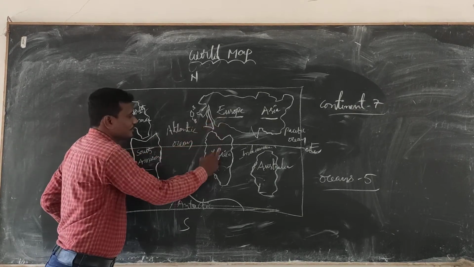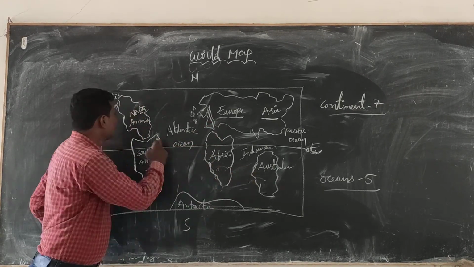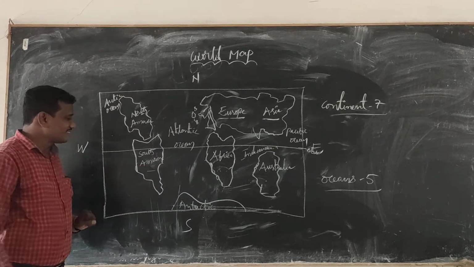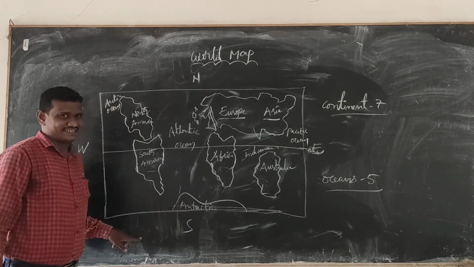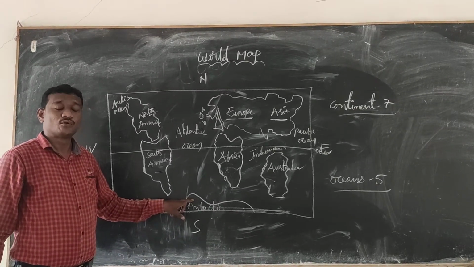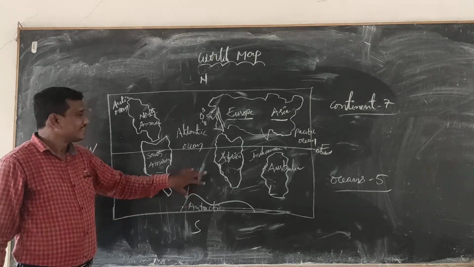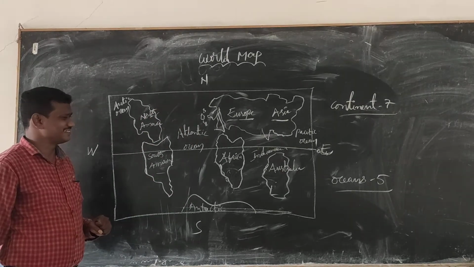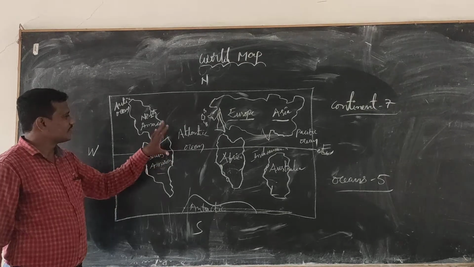Asia, Europe, Africa, Australia, North America, South America. The 7th one is the Antarctic continent. It is always covered with ice, the frozen zone. These are the 7 continents. Understood, children? 7 continents.